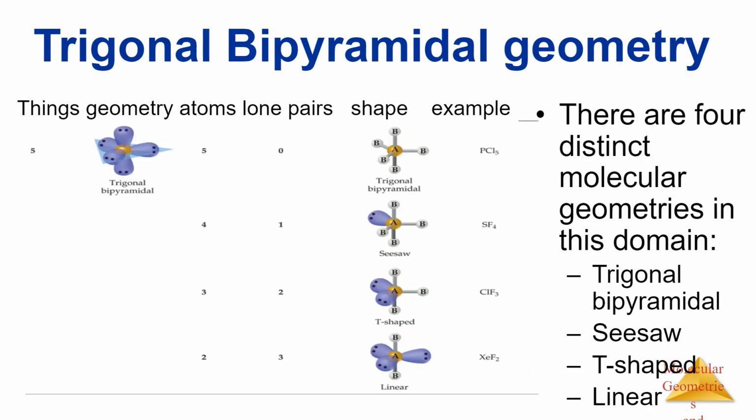Trigonal bipyramidal is interesting when you're looking at it. Linear and trigonal bipyramidal are the only ones in this structure that can be non-polar, right?